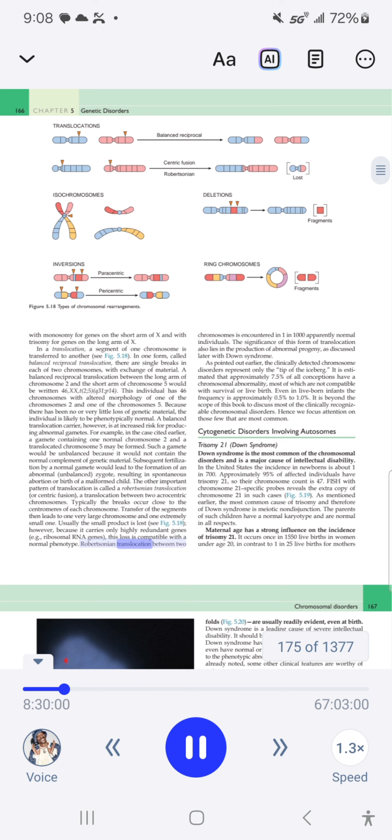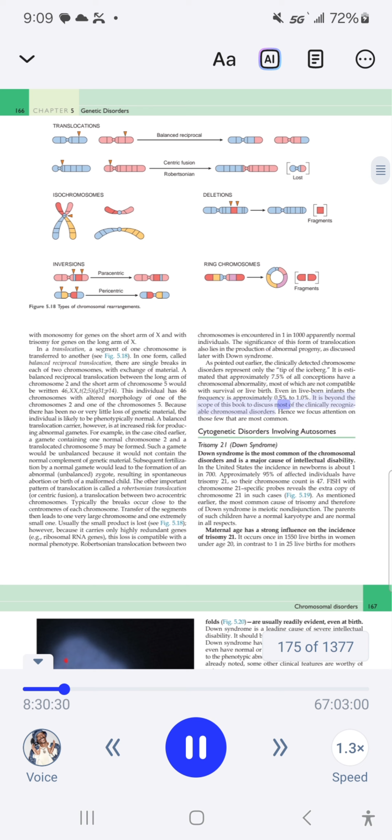Robertsonian translocation between two chromosomes is encountered in 1 in 1,000 apparently normal individuals. The significance of this form of translocation also lies in the production of abnormal progeny, as discussed later with Down syndrome. As pointed out earlier, the clinically detected chromosome disorders represent only the tip of the iceberg. It is estimated that approximately 7.5% of all conceptions have a chromosomal abnormality, most of which are not compatible with survival or live birth. Even in live-born infants, the frequency is approximately 0.5% to 1%.